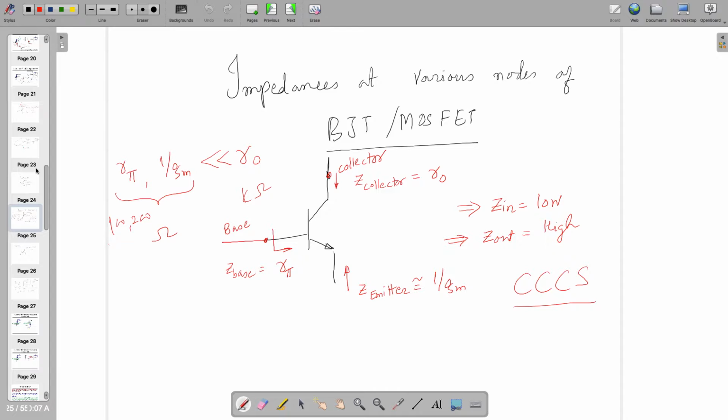Which one? BJT, current controlled current source. It's a current controlled current source. So we have to follow this one.